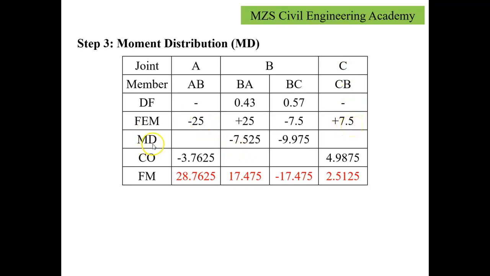Now we'll do the moment distribution. What is the meaning of this moment distribution? We are going to take equilibrium of the moment at the joint. Here I will take MFAB, MFBA plus MFBC equals 0. So I will take a balancing of this, to see what the net balance is. It can be worked out as 25, clockwise here, minus 7.5, anti-clockwise here. The answer is 17.5. This is the balance moment which we need to distribute among the members.